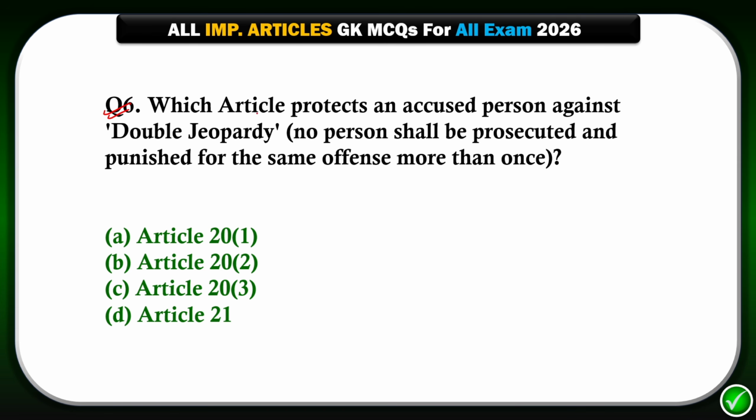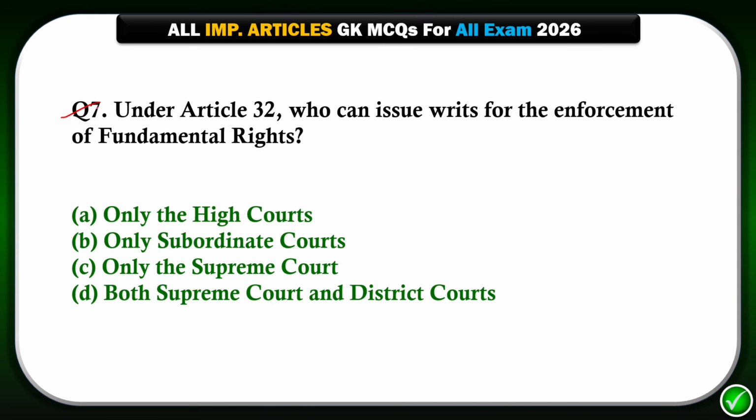Question number 6. Which article protects an accused person against double jeopardy? No person shall be prosecuted and punished for the same offence more than once. Option number B, Article 22. 7. Under Article 32, who can issue writs for the enforcement of the fundamental rights? Option number C, only the Supreme Court.